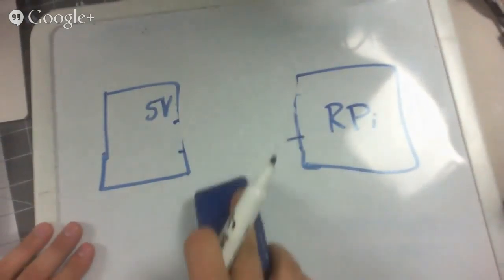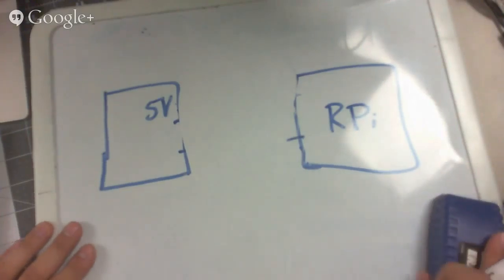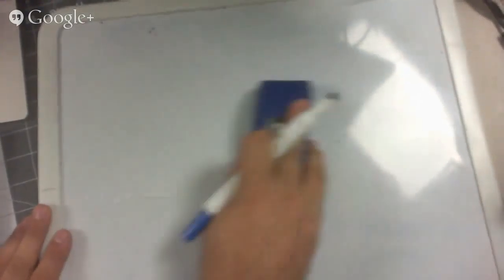What you could do is, let me make some room here, do a voltage divider circuit. But to do that, we need to get into resistance.